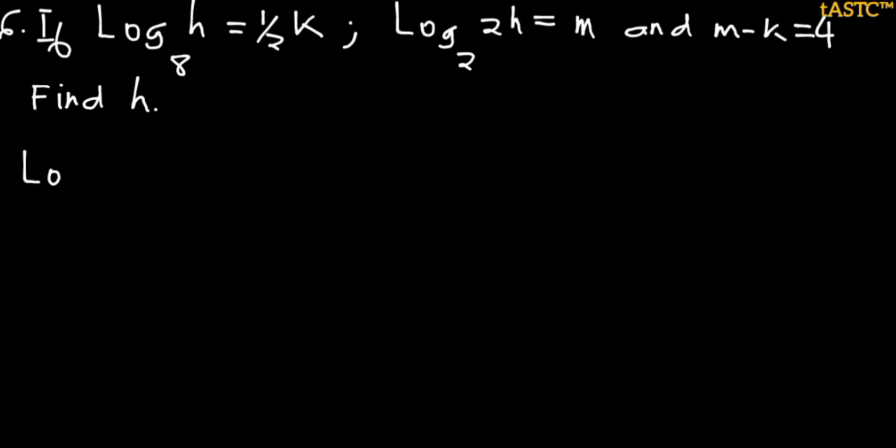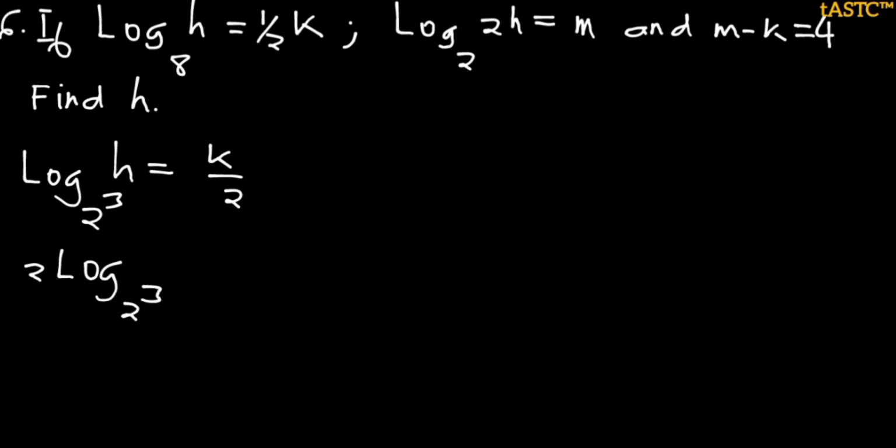So let us start. Notice that we have an 8, which is different from a 2, but we could express an 8 in terms of a 2 because it is a power of 2. So that is going to be 2 to the third, and we have h here, and a half k, that is k divided by 2. Now we can take this and multiply it to the other side. So we're going to have 2 times log to the base 2 of h to the third, and that will be equal to k.